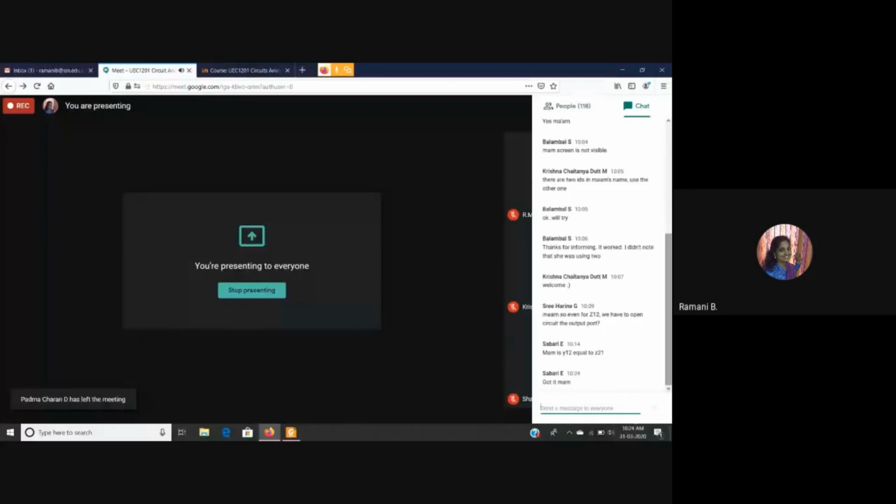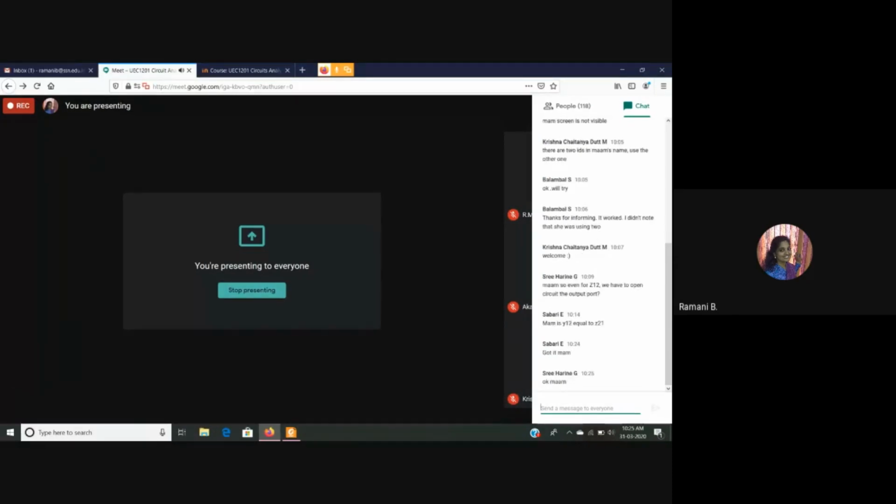And for Sriharini, for finding Z12, you have V1 equal to Z11 I1 plus Z12 I2. So you need to make I1 0. That means you will be open circuiting the input port, not the output port. Z12 and Z22 will be obtained by open circuiting the input port. Z11 and Z21 will be obtained by open circuiting the output port.